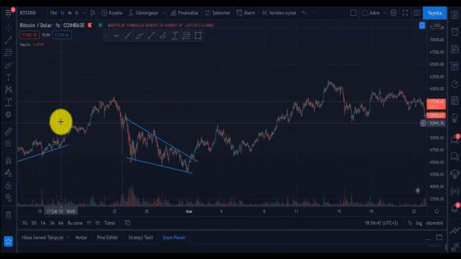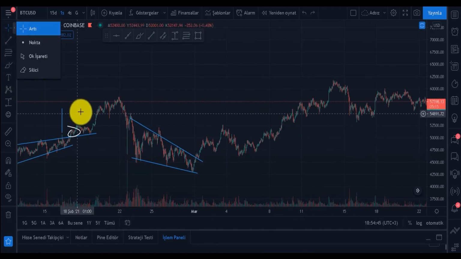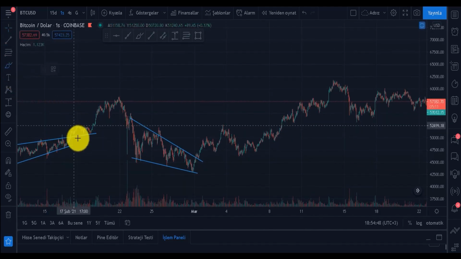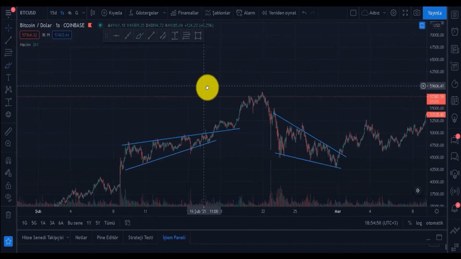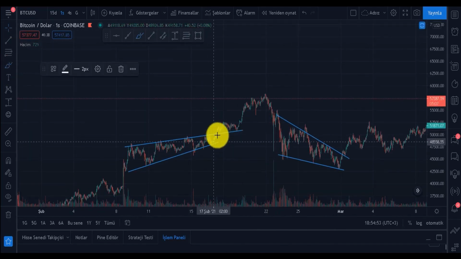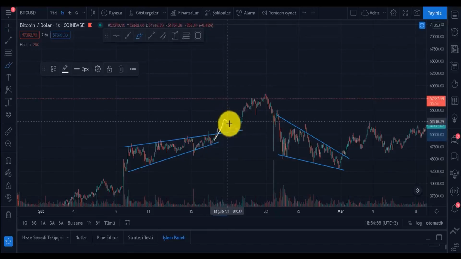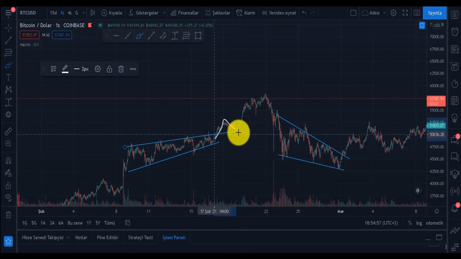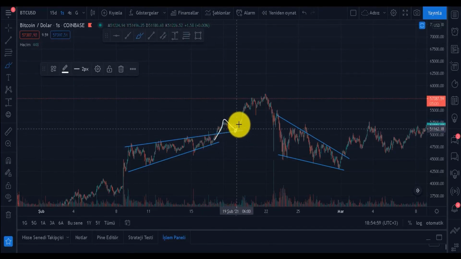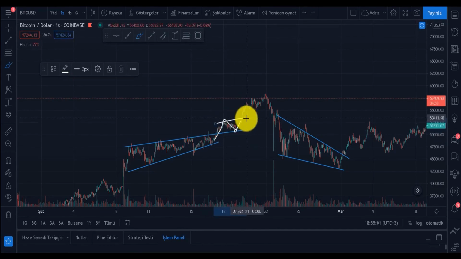So, what was a retest? Let's explain it quickly. A breakout occurred. A breakout occurred, friends. This is how the breakout happened. Then it performed a retest. It tested its old resistance as support and started to rise again. So that's it. We're moving on.